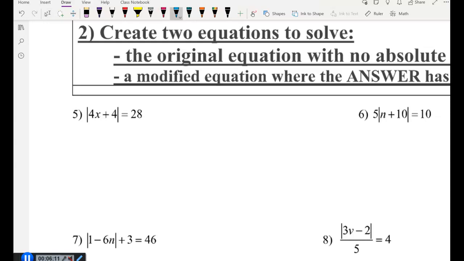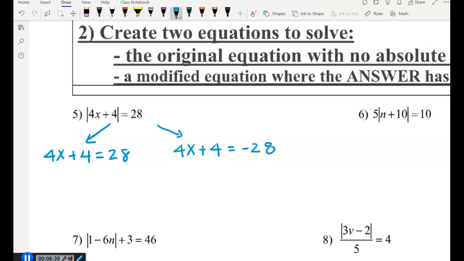Number 2 says make 2 equations. So the first one, the original, without the absolute value. Would you guys agree that's what it says? Okay. The second, the modify. Everything should be exactly the same except we make the answer what? Negative. And guess what? We solve for this regularly. So back to solving normal.